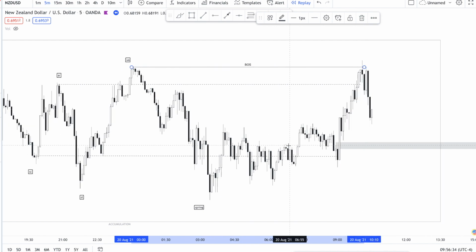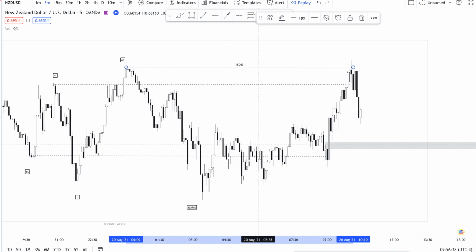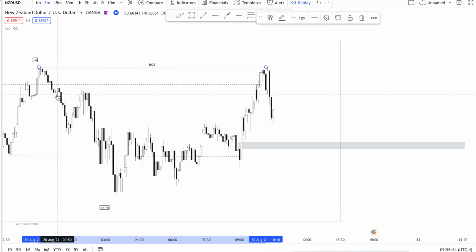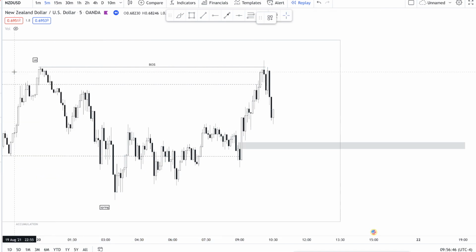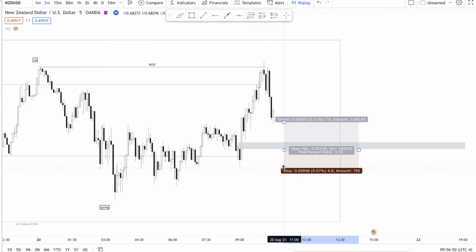Okay, so if you're looking for a schematic, you need to break a structure after the upthrust. That's a must. So if this went up to here and didn't break the structure, the trade would be invalid. Okay, cool. So I'm gonna put my long position at this body or these wicks.